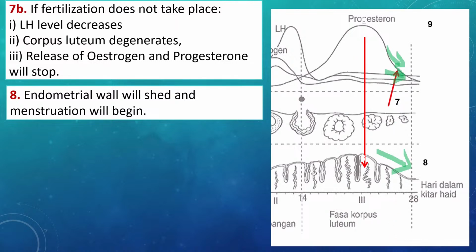If fertilization happens, then progesterone level will be maintained at a very high level. If fertilization happens, what happens to the corpus luteum? The corpus luteum will be maintained.